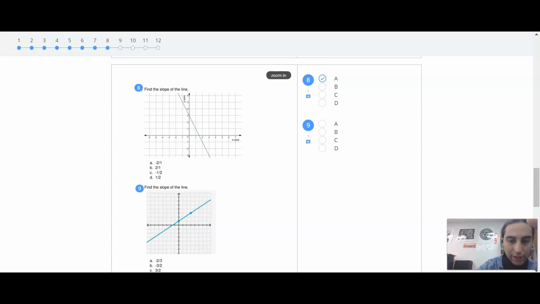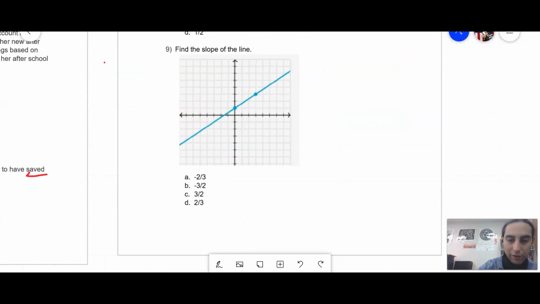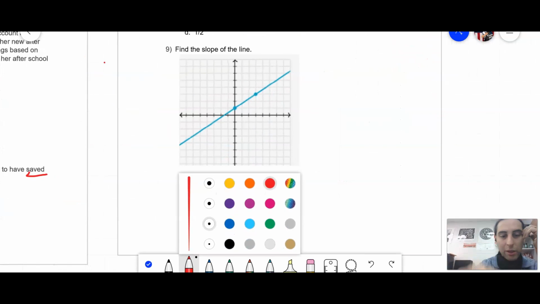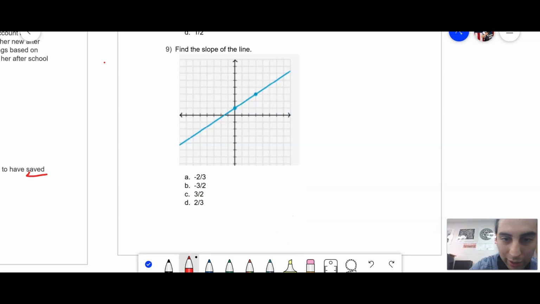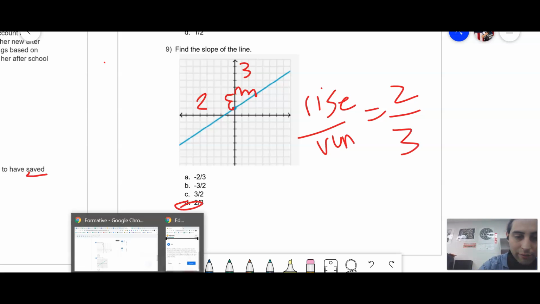Okay, next, let's find the slope of this line. Same thing, we're going to do rise over run. Now we already got 2 points here. I'm going to count. Rise 2, starting at the left to the right. Rise 2, up is positive. To the right is positive. Run 3. So my rise over run equals 2 over 3. So I should get letter D.